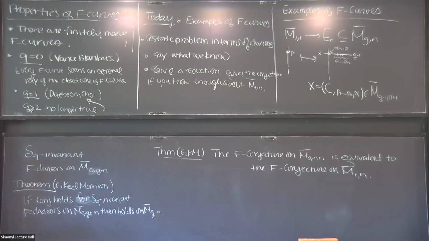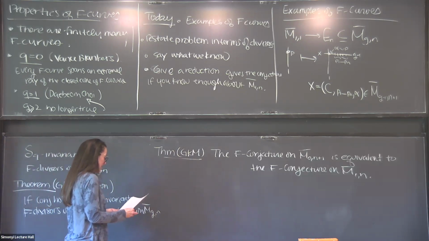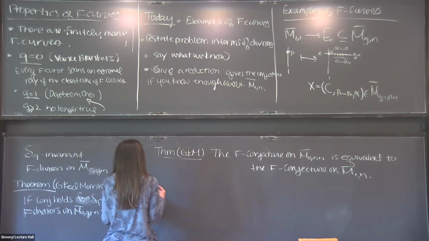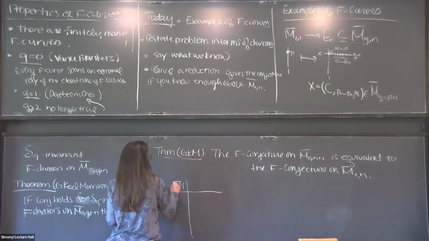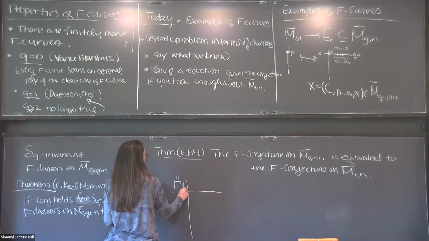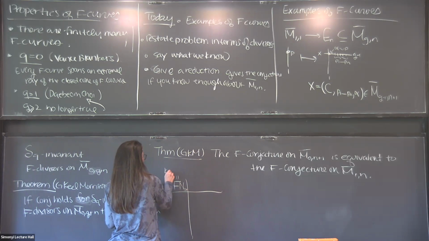Now these are really different kinds of problems. I just want to give you some examples, for just the Keel-McKernan case: if we're looking at this F-nef cone, let's say M_{0,n}, these are the Keel-McKernan cases.